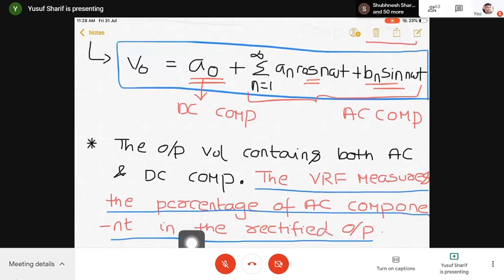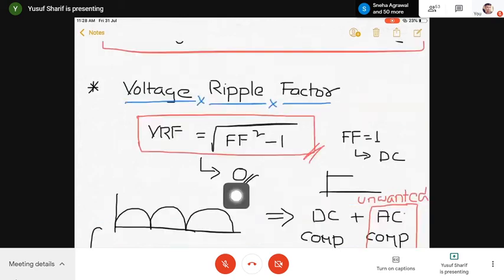Here you see, we had a result for a pure DC. What is that result? This is 0. What does this 0 mean now? Can you tell me the significance of this 0? Anyone? So it means 0% AC component. Yes, exactly. This means 0% of AC component in the rectified output.